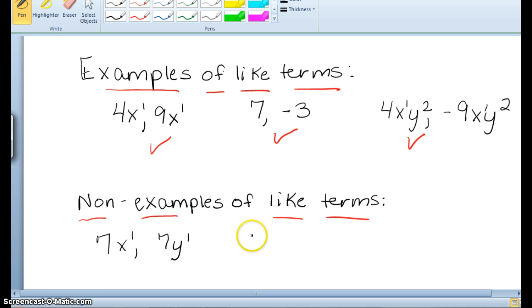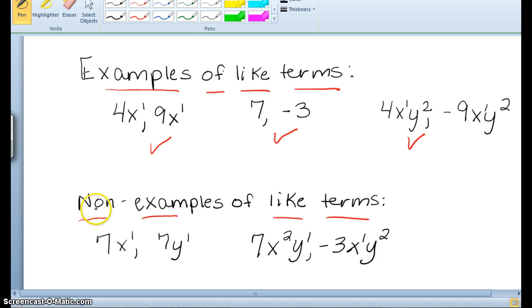Another non-example of like terms, 7x squared y and -3xy squared. They both have an x and y, and one of the variables each have a squared. But if you'll notice, x is raised to the second power in the first term, and y is raised to the first power. In the second term, x is raised to the first power, and y is raised to the second power. So even though they have the exact same variables, both an x and a y, the exponents are not the same. So these are not like terms.